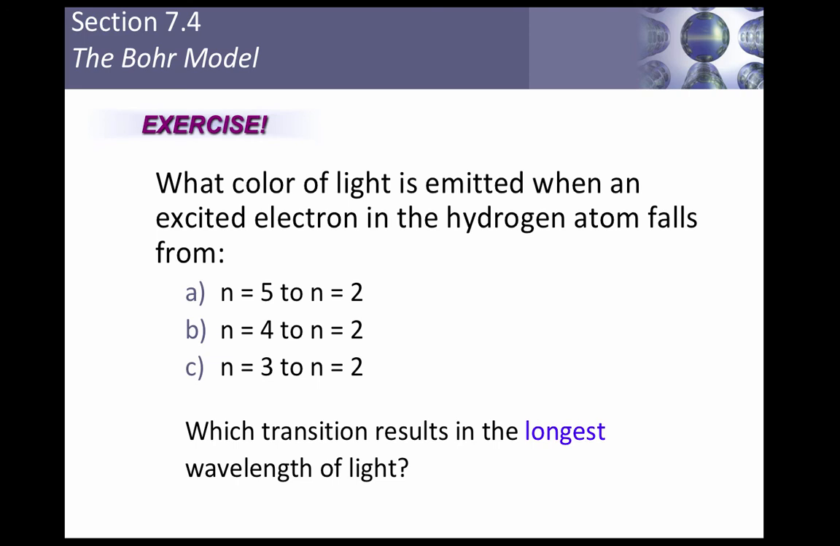So you could go through and calculate. I'm not going to do it. Well, I guess we did do it already. So 3 to 2, that was the longer wavelength. So that was the red line, and I think 4 to 2 was green, and I think 5 to 2 was blue.